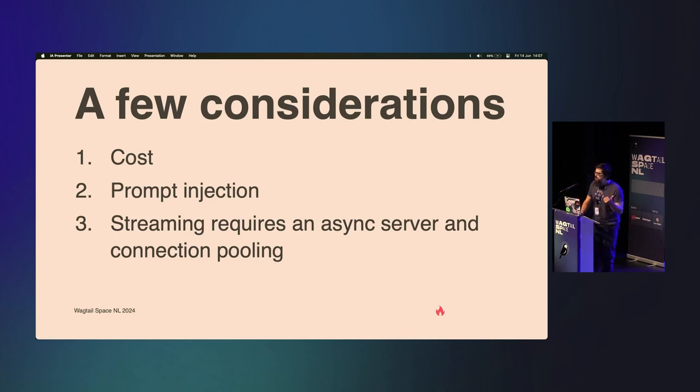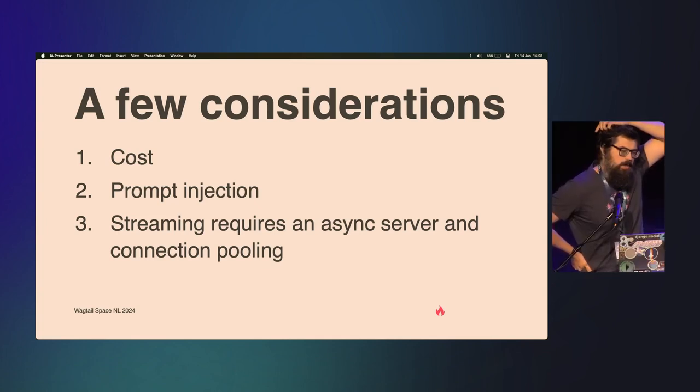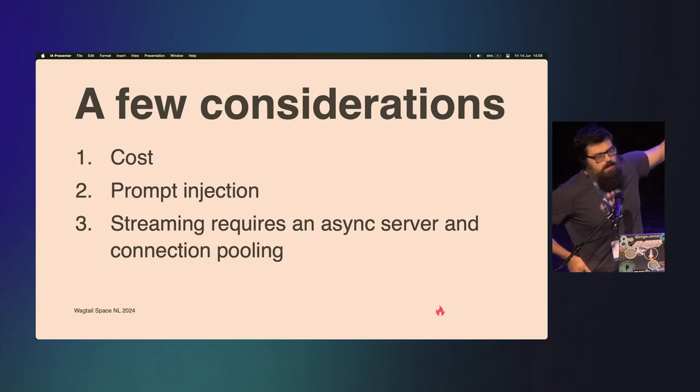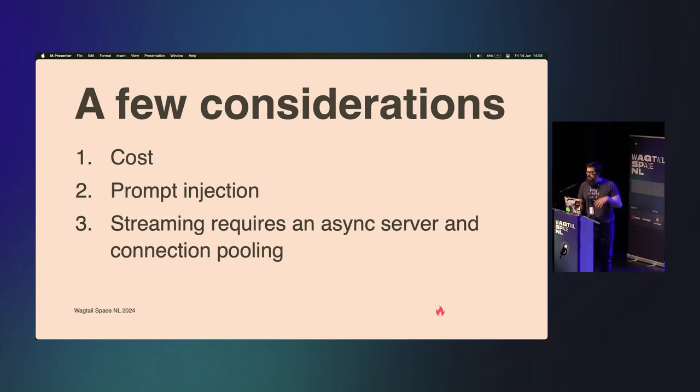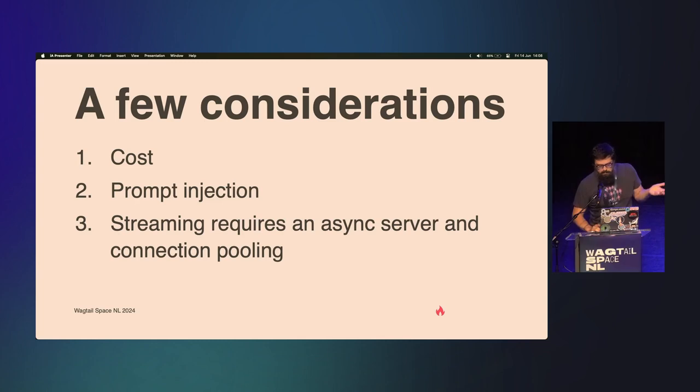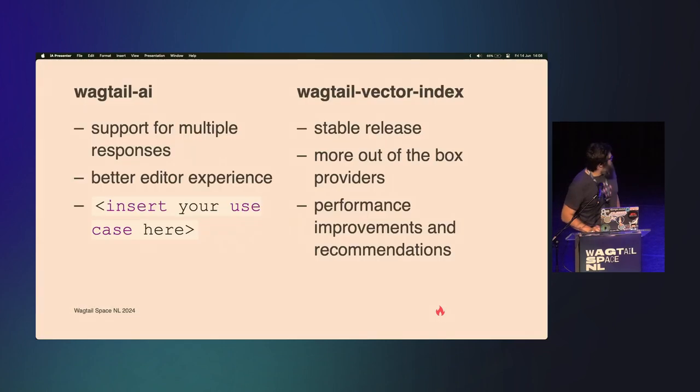And then if you want to do streaming interfaces, you definitely need an asynchronous server. And you want connection pooling, and that's coming in Django 5.1. So basically, you don't want to be making lots of requests and saturating your database. Of course, if you're not using it in a Django and Wagtail context, that may not be such a problem. So quickly about the roadmap.